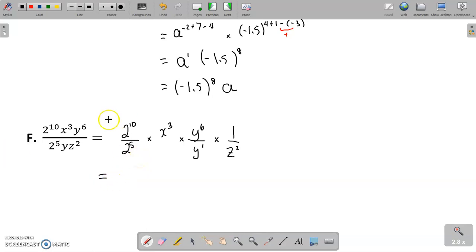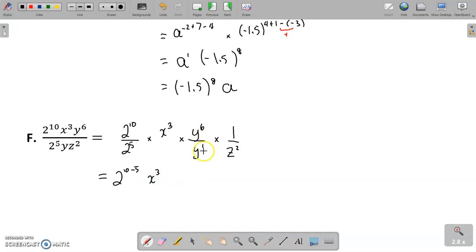So you can see here, the x term doesn't have an x in the denominator, so I just left it on its own. And similarly, the z term didn't have a value with the base z in the numerator, so I just left it like this. So now if we look here, 2 to the power 10 over 2 to the power 5, what do we do? That's right, we subtract the exponent. So we have 10 minus 5. X to the power 3 stays like this.